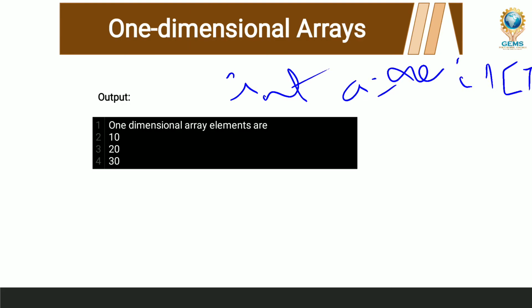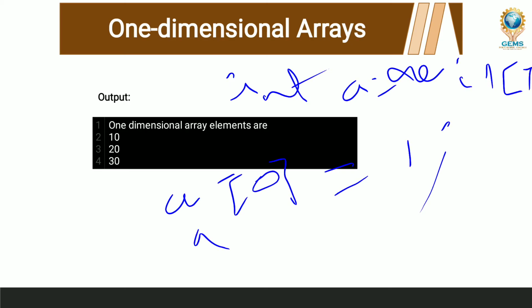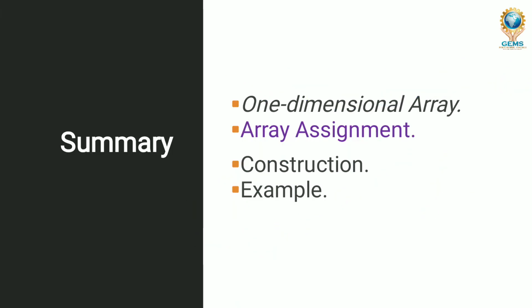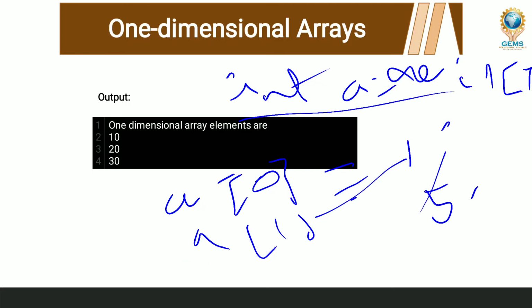Now another way of initialization is a[0], the 0th location, equal to 1, and a[1], the 1 position, equal to 5. This is called initializing the elements. This is one way and this is the second way. So two ways we can initialize the elements in a single dimensional or one dimensional array.